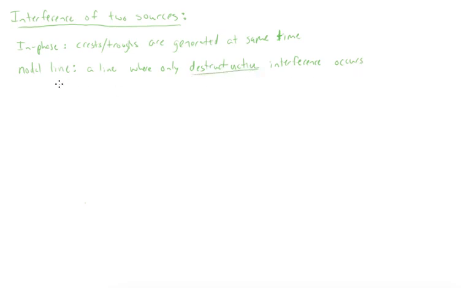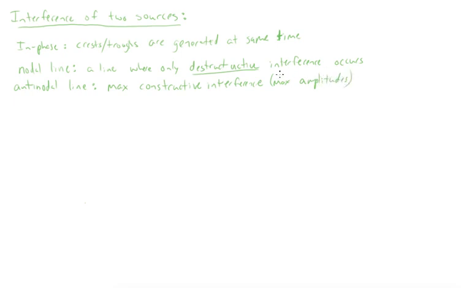And then what we have is an antinodal line. It's the exact opposite, except it's not a place where only constructive interference occurs. It's a place where we get maximum constructive interference. So it's a line of maximum constructive interference. Basically you get your maximum amplitudes there.